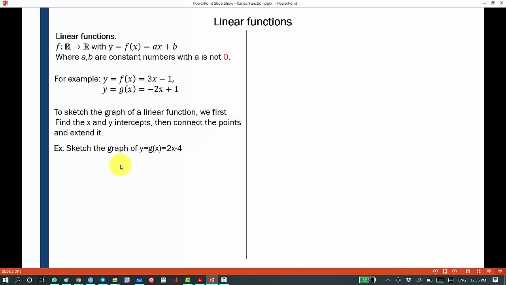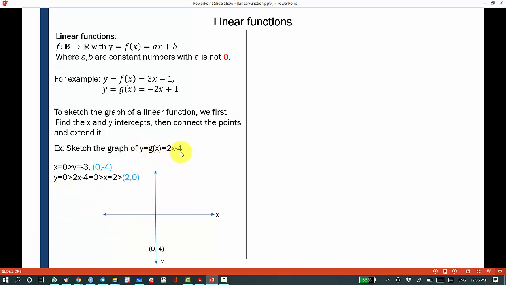For instance, in order to sketch the graph of y is equal to g of x is equal to 2x minus 4, what we do is, of course, first of all, we consider a two-dimensional space, x and y coordinates. We let x to be 0 in order to find the y-intercept. If x is 0, we know that y is equal to minus 4. Therefore, the y-intercept is 0 and minus 4. That's somewhere here.